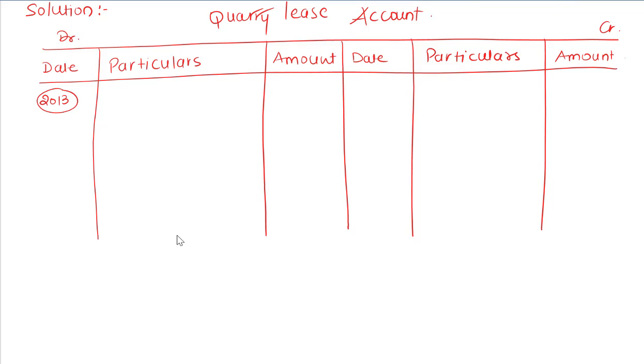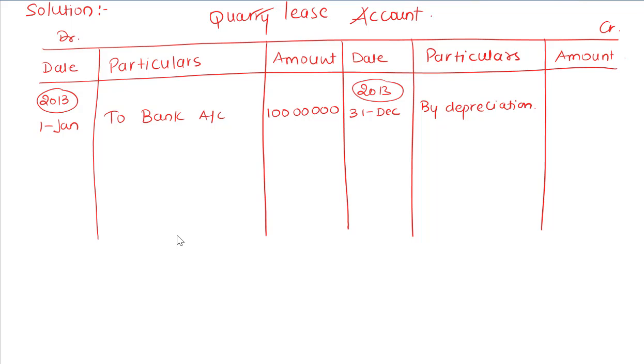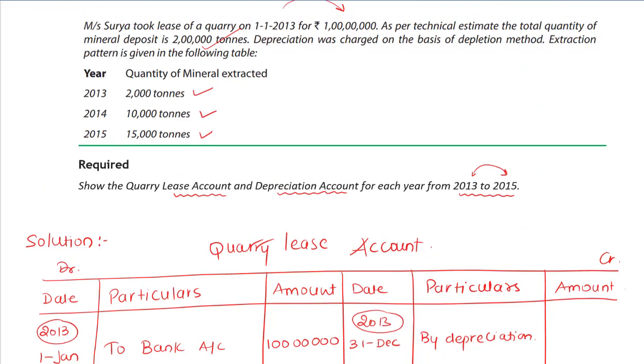Let's do it for 2013. 1st January 2013, to bank account 1 crore. Now we need to calculate depreciation on 31st of December, by depreciation.